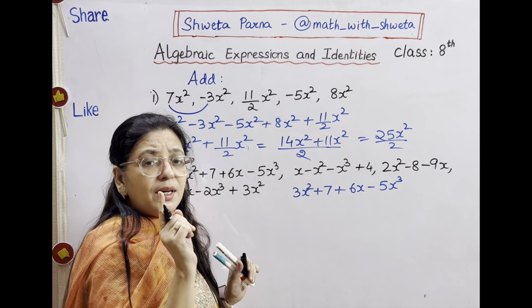Now, 3x minus 2x is 1x, or you can write just x also. It's the same thing. Plus 2y plus 1y is 3y upon 2. Then minus 3z plus 1z is minus 2z. So minus 2z upon 3. This becomes your answer. Addition and subtraction you have done in the previous standard.